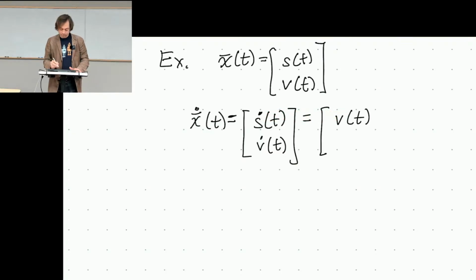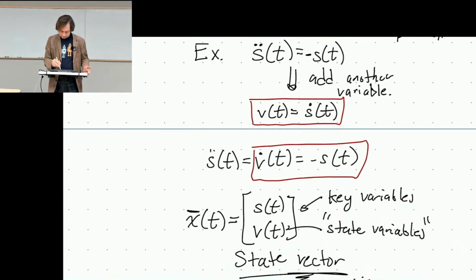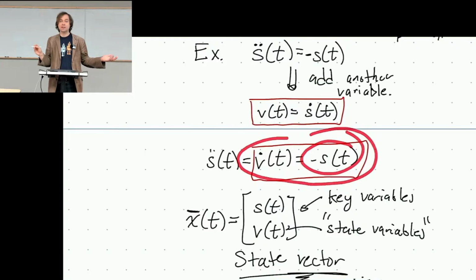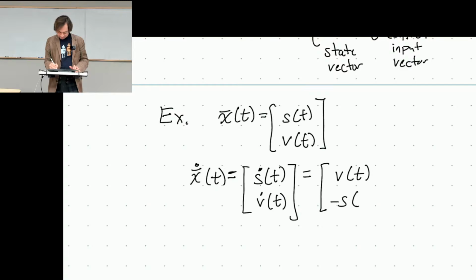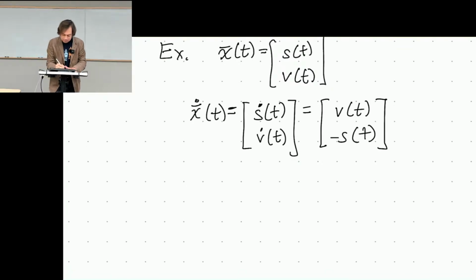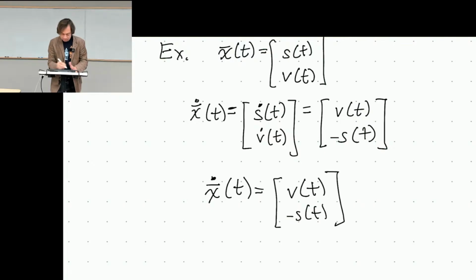Right? They're the same. And v dot of t, that is your acceleration, Riley, right? But we have an equation for acceleration from our slinky. It was this minus s of t. Okay? So, minus s of t. Okay? So, you could say that, hey, friends, x dot of t is equal to v of t and minus s of t. And this is a function of only state variables, none of which are acceleration.